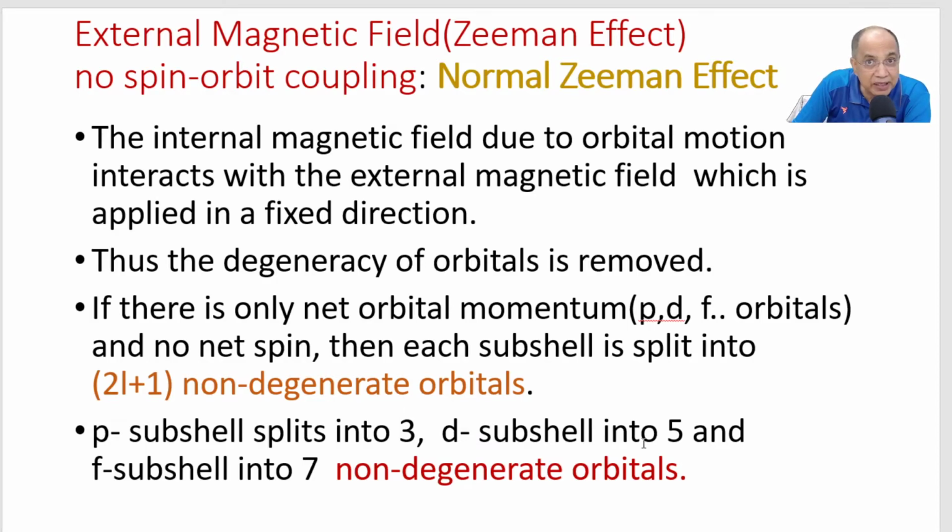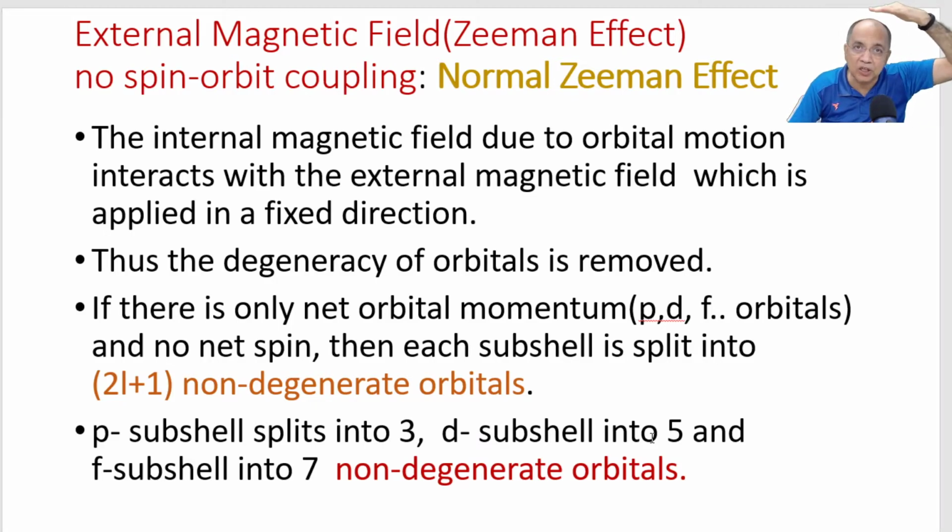And if it is d, there are 5 orbitals. You know, dxy, dyz, dzx, dx square minus y square, dz square. They are degenerate, having the same energy value. But the moment the external field comes, the field is in a particular direction, and the orientations of the different d orbitals are different. So they will interact to different extents to have different energy values.